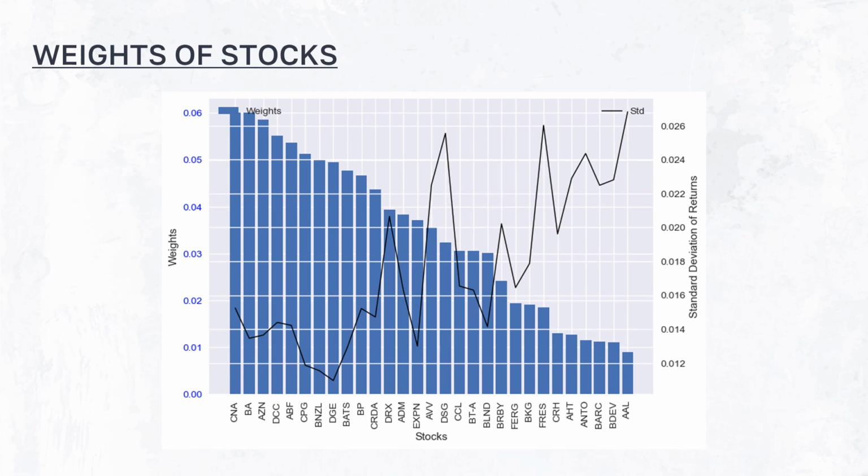In this graph, the bar graph represents the weights allocated to each stock and the line represents the standard deviation of that stock. As we see, higher weightage is given to stocks with lower standard deviation. There are some unusual dips in the standard deviation line. This is due to the fact that HRP allocates weights to the clusters rather than individual stocks. But we can clearly see an uptrend in the standard deviation line.